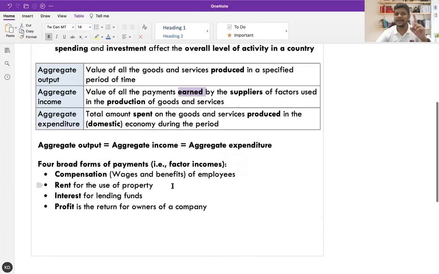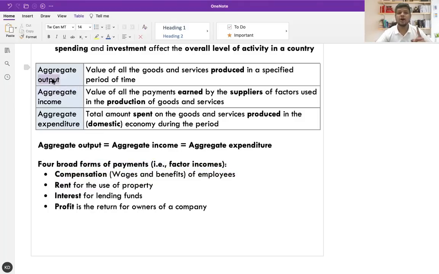So see, what does a laborer want? Compensation for wages, correct? What do you need for a property or land? Rent. Is that the income? Yes or no? Yes. What do you require for capital? Interest rates. And what do you require for entrepreneurship? Profits. So these are the four broad forms of payments that you require for factors of production, right? So all the money generated from that in the entire economy is called aggregate income. Is that clear?